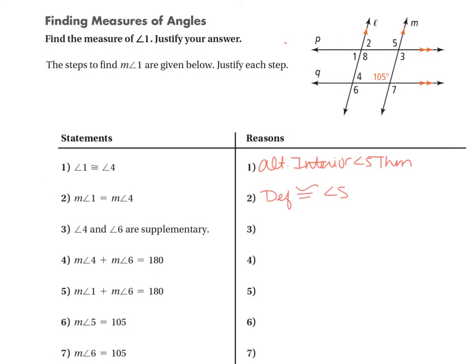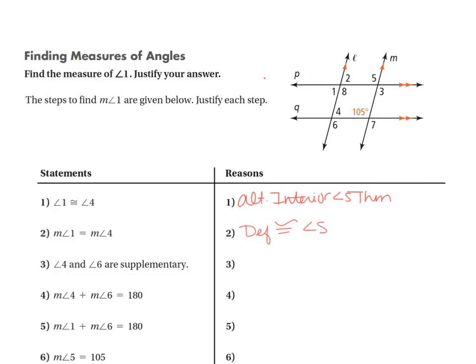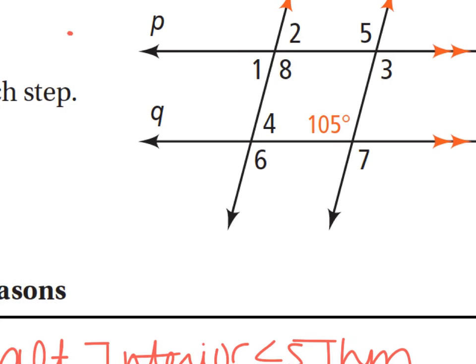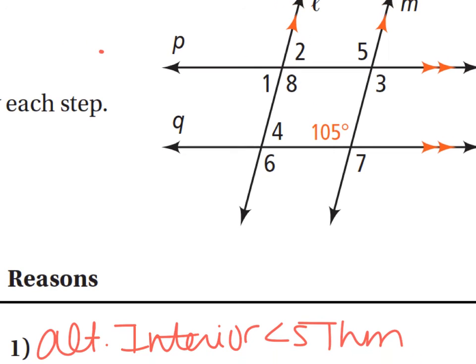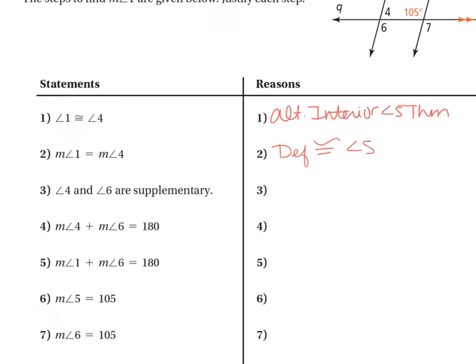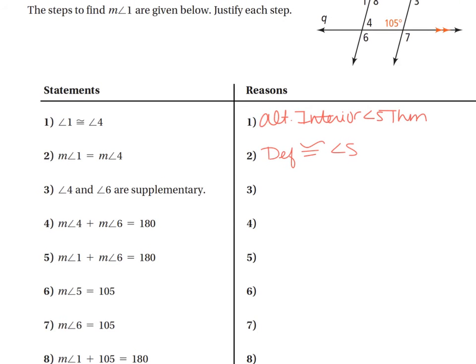The next one, step 3: angles 4 and 6 are supplementary. Why are they supplementary? Because they're next to each other on a line. Do you remember what that's called? It is called a linear pair. So that would be the definition of a linear pair.